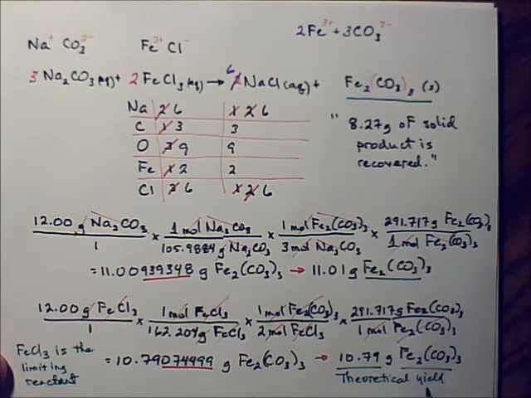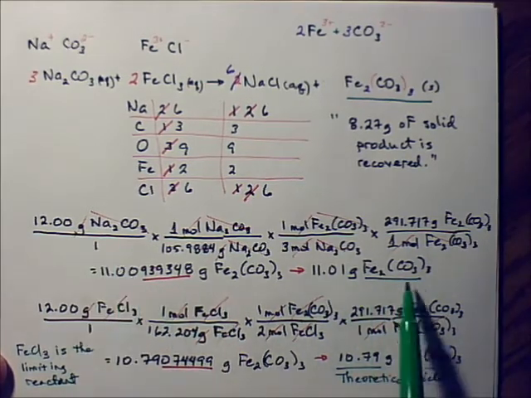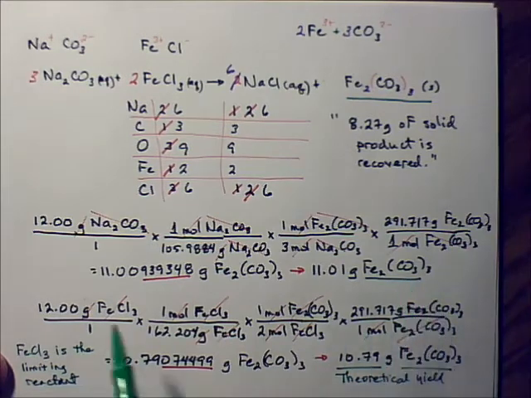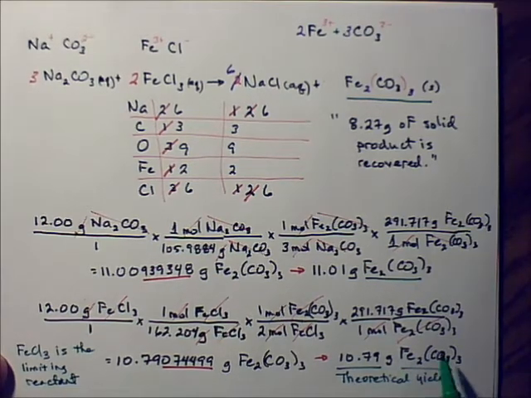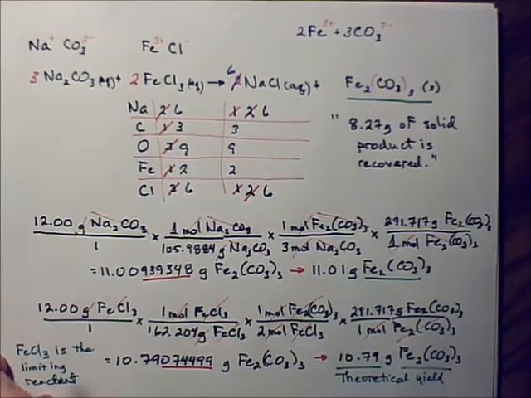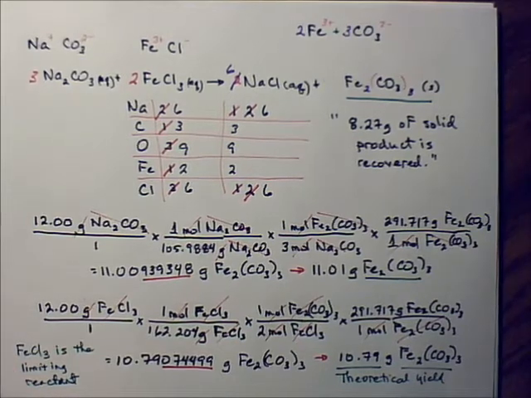So that's our theoretical yield, the smaller of these two numbers. You start with one reactant, you calculate the product you're looking for. You start with the other reactant, calculate the product you're looking for. Same product, same stuff, iron 3 carbonate. The smaller of the two masses is going to be your theoretical yield.